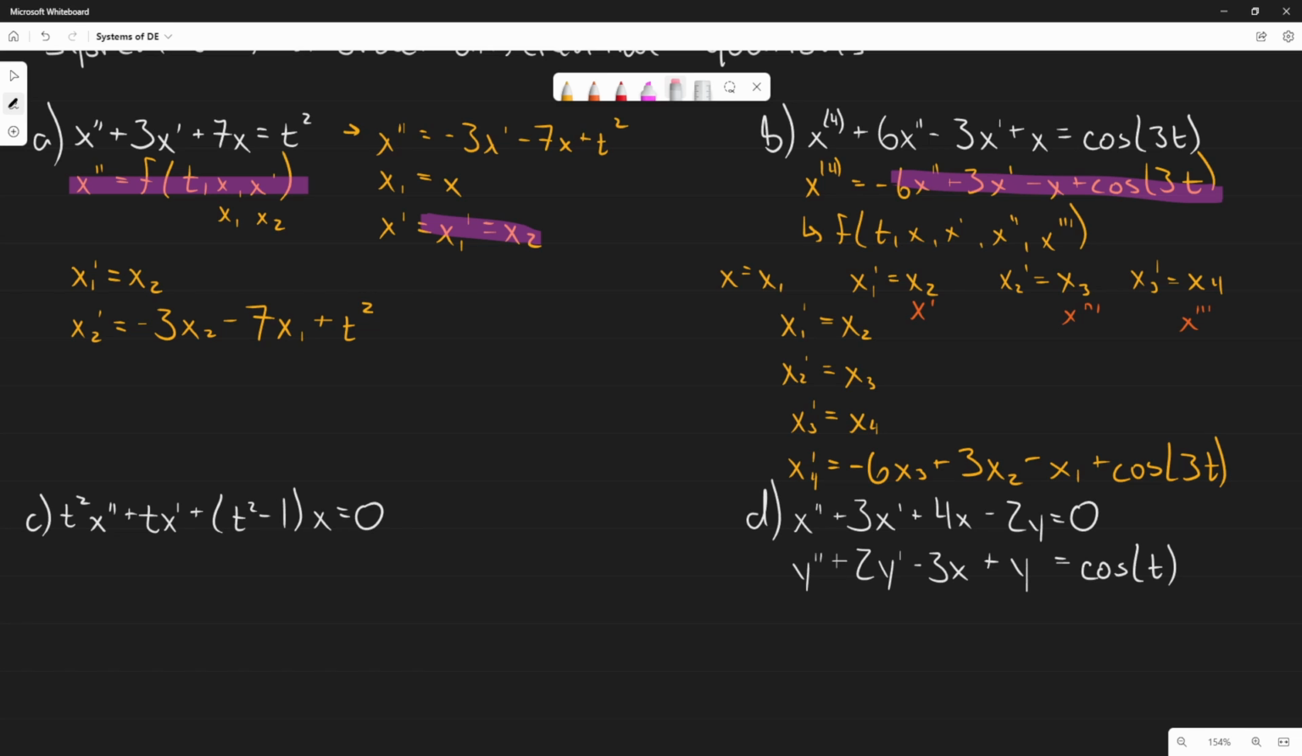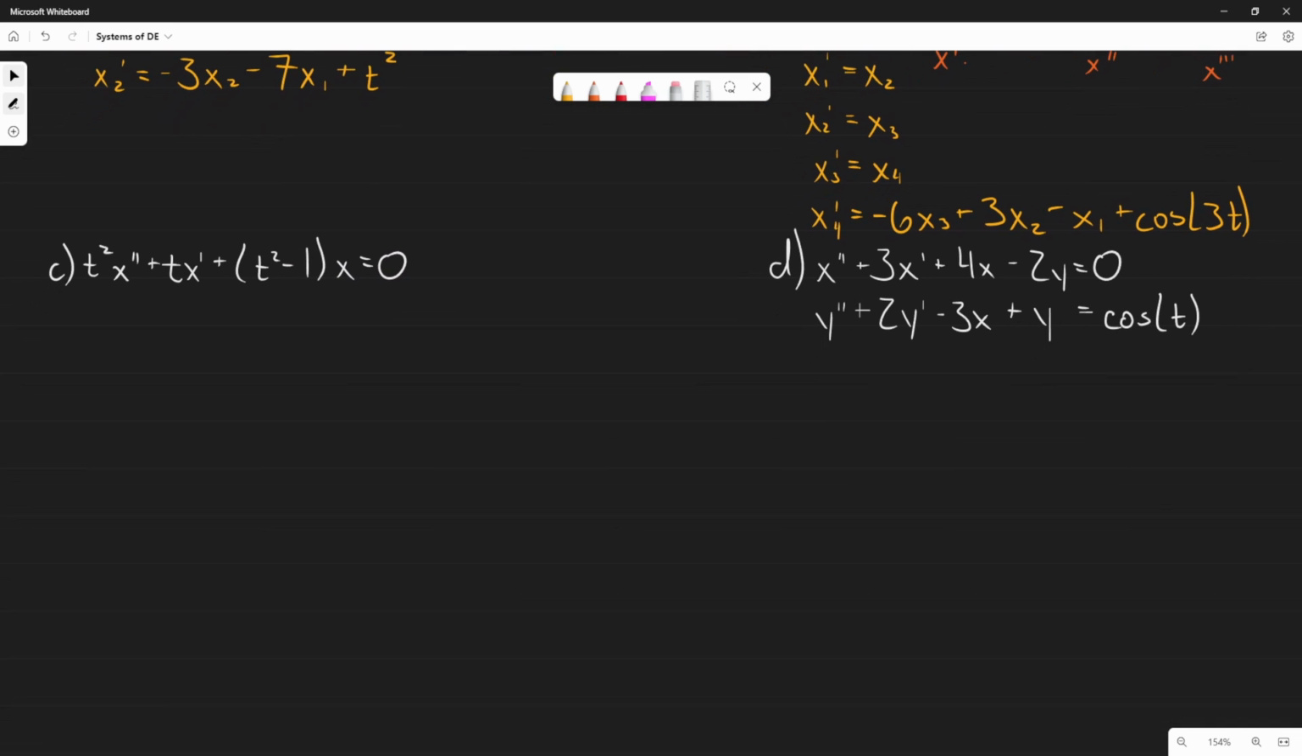I'll take that back. x1 prime will be x1, this would be double prime, and then this would be triple prime. There we go. So now onwards to the last two parts. The last two look a little bit interesting, and they're not like the ones we've done before.